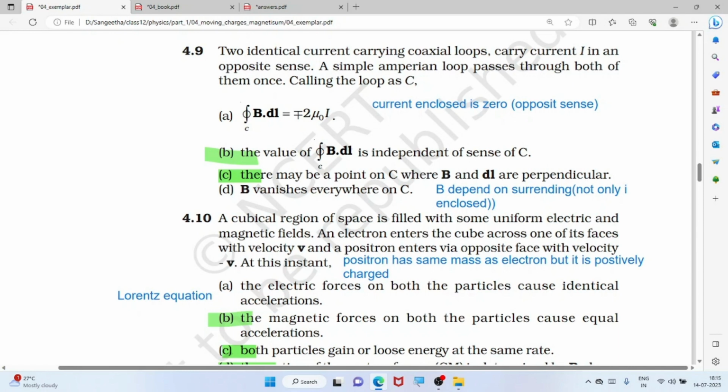There may be a point on the loop where B is not zero. B depends not only on the enclosed current but also on the surroundings, so it need not be 0.